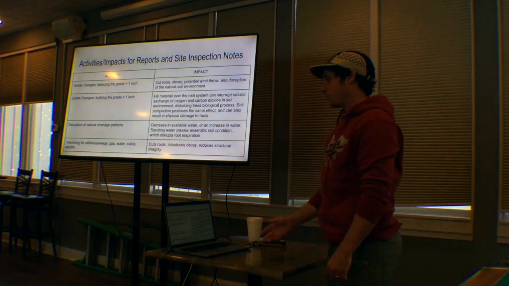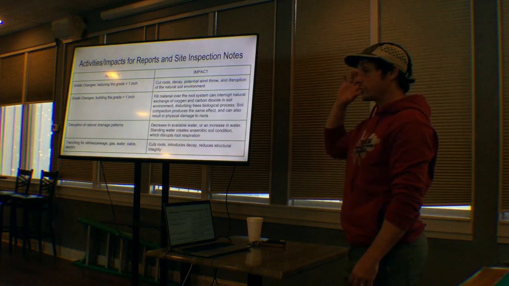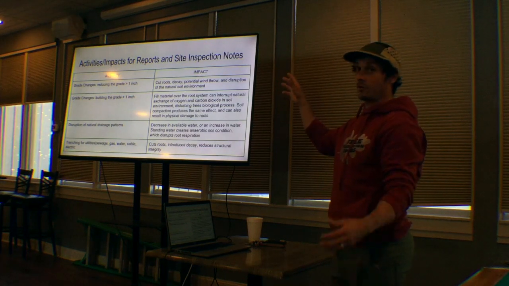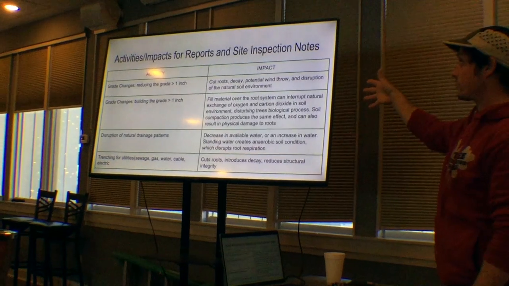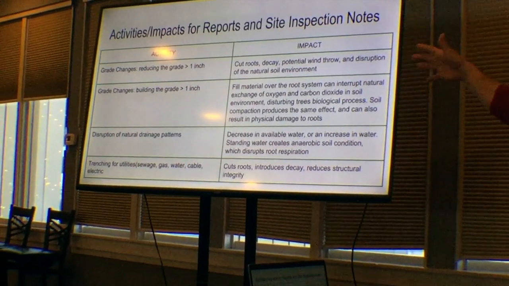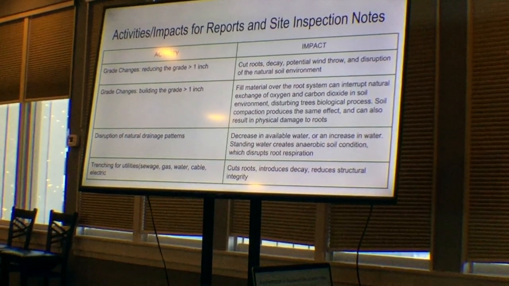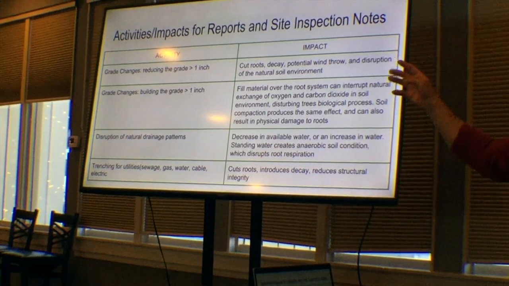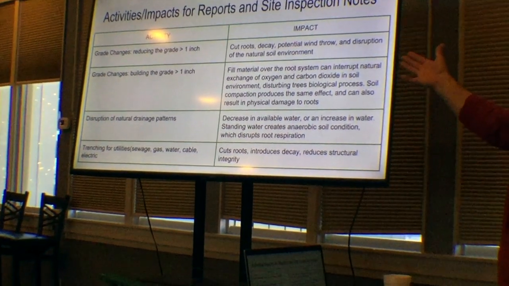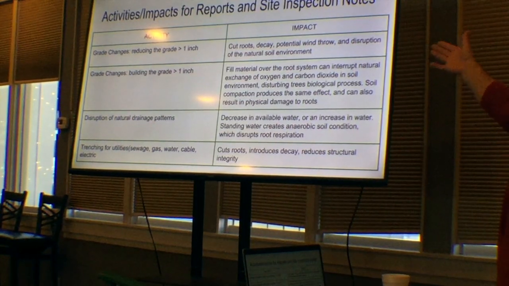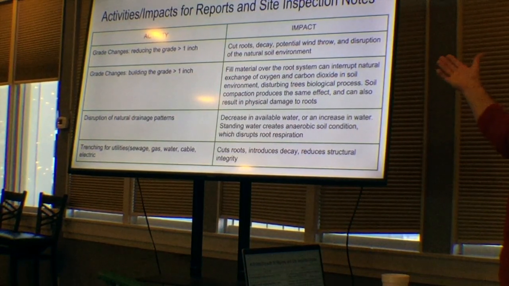So I'm not going to waste your time going through these, but if you're interested in having this information, you can get it from the site. This is what I write into the reports as far as the impacts for what happens for the activity. So just do one example. Grade changes, reducing the grade, more than 1 inch. Cuts roots, decay, potential wind throw, and disruption of the natural soil environment.